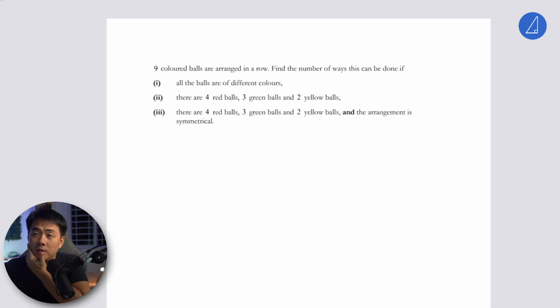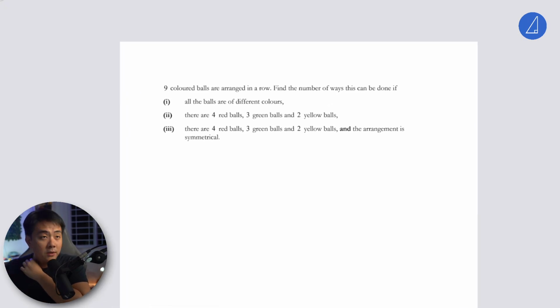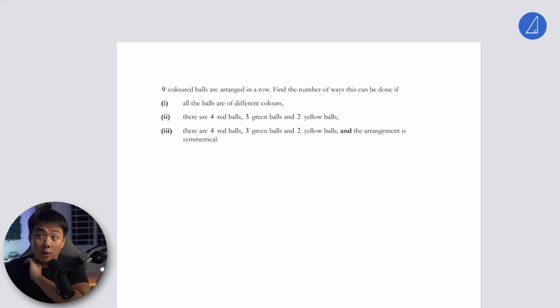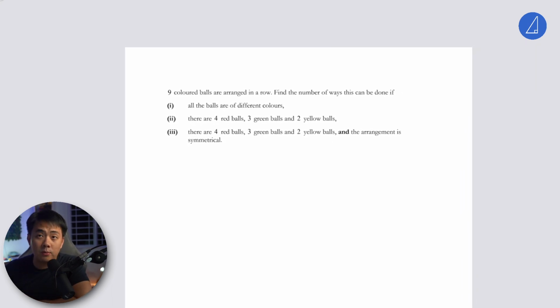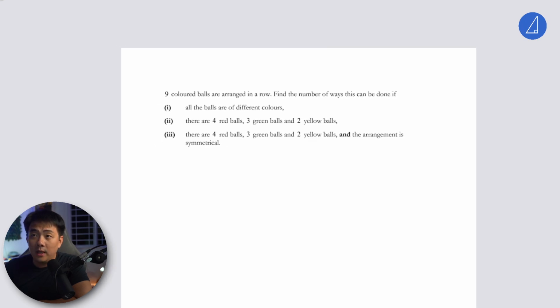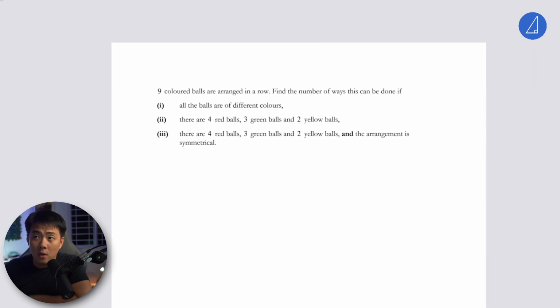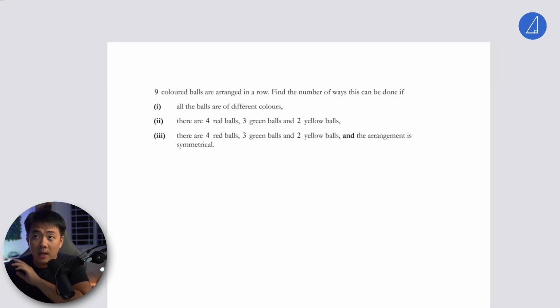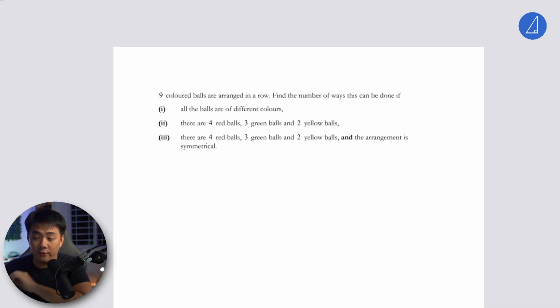Hi students, let's look at this question here, which was taken from Raffles Institution, RI, PnC tutorial question 1. Okay, let's see how we can do this proficiently. So we are given that 9 colored balls are arranged in a row. Find the number of ways which this can be done if all the balls are of different colors.